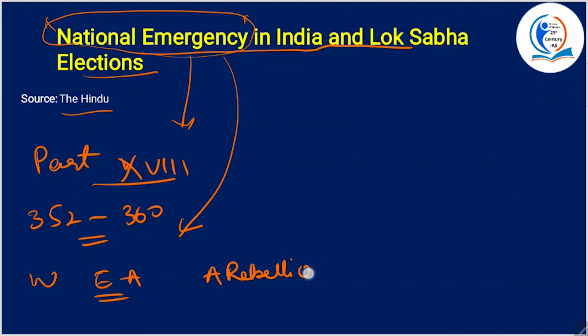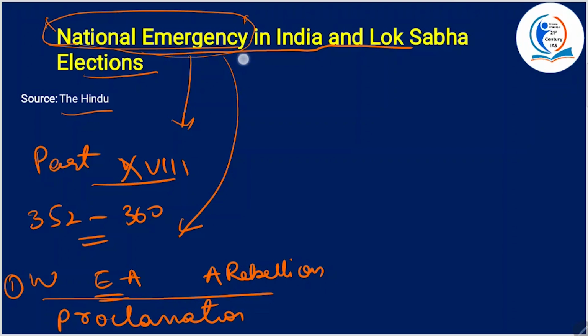But in the Constitution, we do not have the word national emergency. It is proclamation of emergency. There is no mention of national emergency explicitly. It says proclamation of emergency. This word is not there. Proclamation of emergency. And what are the grounds for declaration?